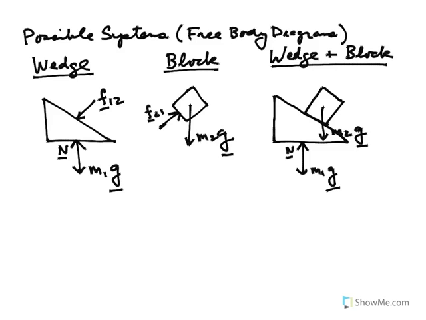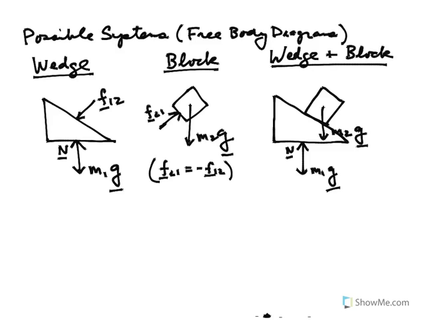Now, when we look at this, you can see that the free body diagram of the wedge plus the free body diagram of the block equals the free body diagram of the wedge plus the block, because F21 is equal to minus F12. I'm going to put that in parentheses down here. So if I was to look at the force exerted by the wedge on the block, it's equal and opposite the force exerted by the block on the wedge.